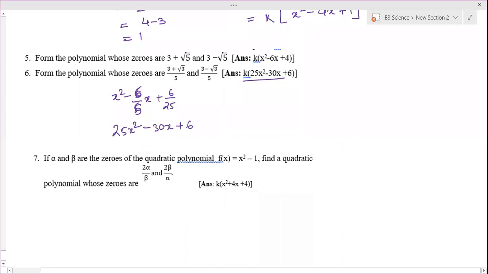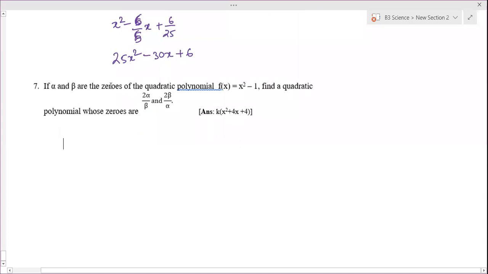Now see what they have given. Alpha and beta are the zeros of this polynomial x square minus 1. You have to form a new quadratic polynomial whose zeros are 2 alpha by beta and 2 beta by alpha. That means you have to find the second polynomial. One polynomial is given whose zeros are alpha and beta, and the new zeros are related to alpha and beta.